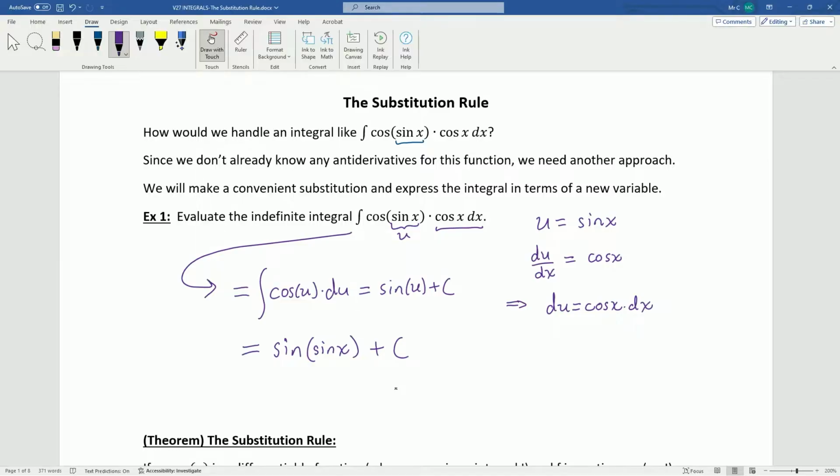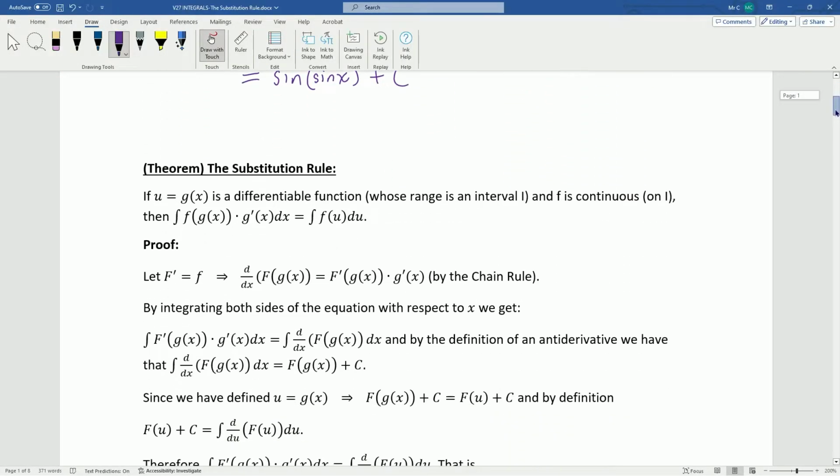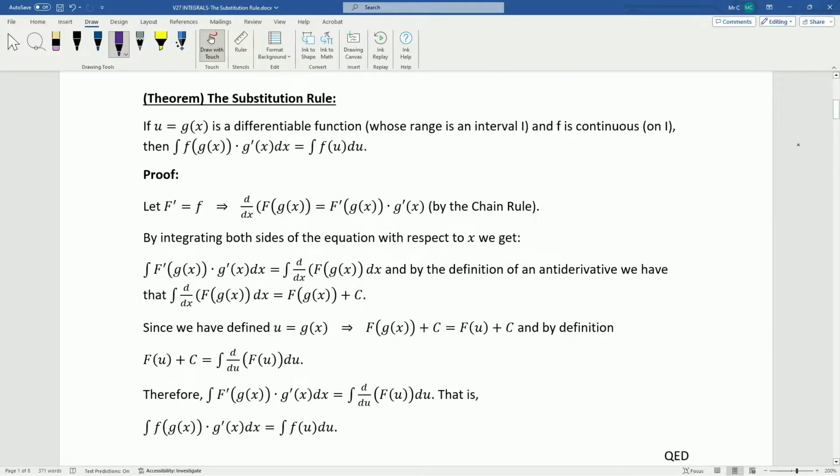Now, if you want to convince yourself that this worked for this problem, you could do so by taking the derivative of this expression and seeing that you get what's inside your integral after you do that. Okay, so let's actually take a look at a justification for this approach and the statement.